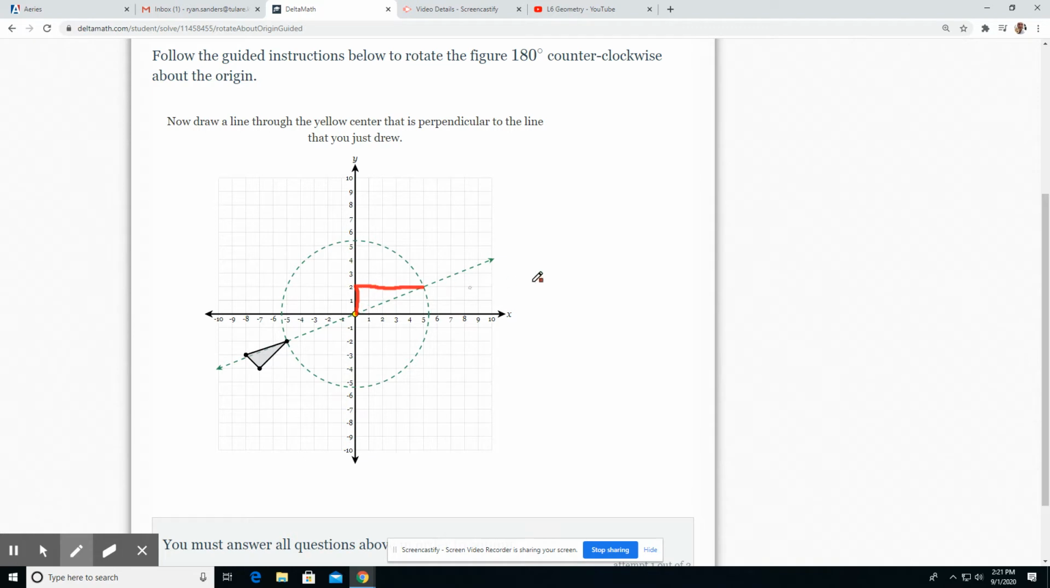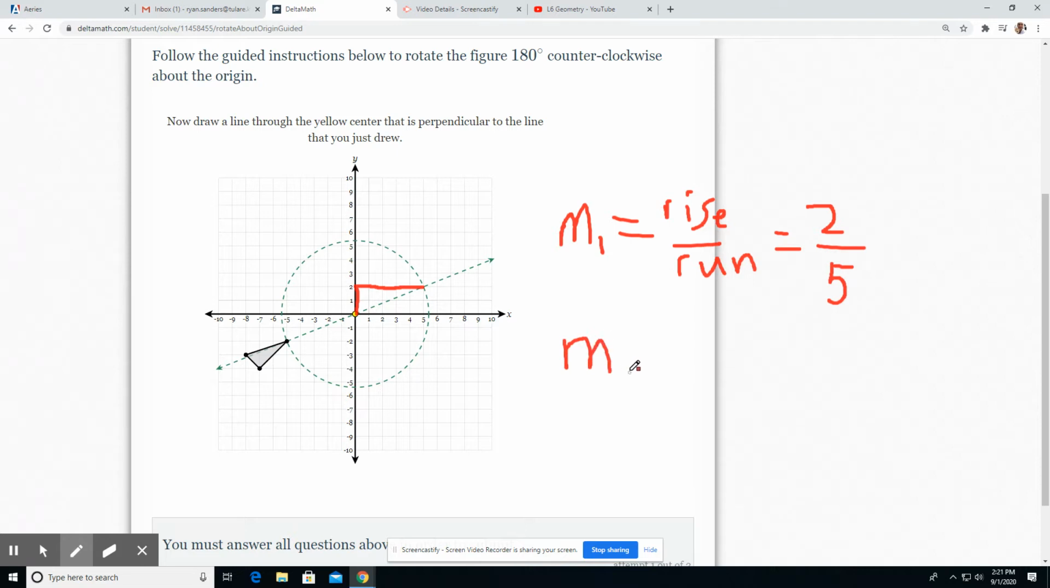So now the slope of that green line, rise over run. The slope of that green line was I went up 2, the rise was 2, and the run was 1, 2, 3, 4, 5. 2 over 5. Now I need the slope of the perpendicular. Do you remember what I said? We flip it and change the sign.